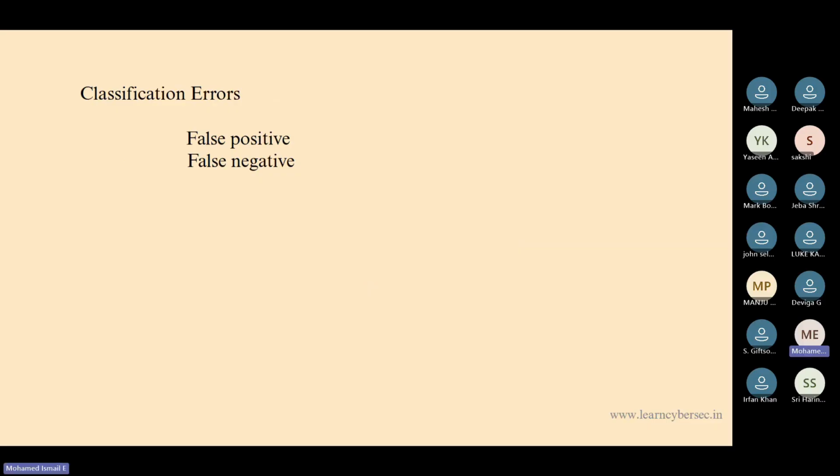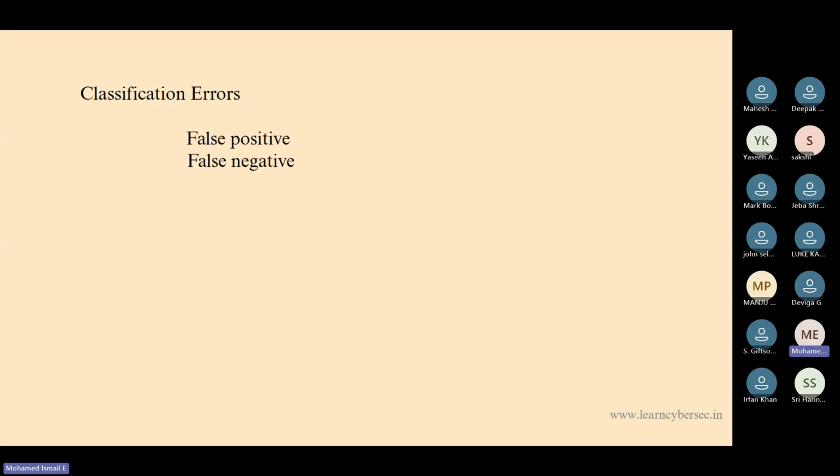So next, classification of errors. For example, whenever an alert comes from the firewall or IDS, IPS, you can put it into a false positive or false negative category. For example, there is a good file that is detected as a virus. Then it is a false positive. There is a virus that is not detected at all. Then it is a false negative. So that's how errors come.